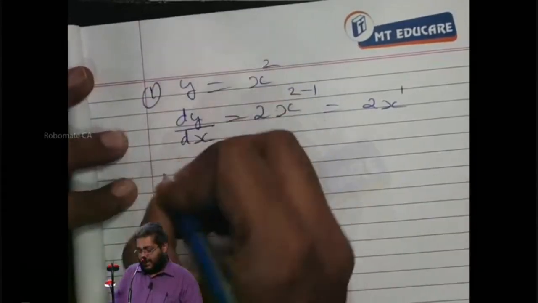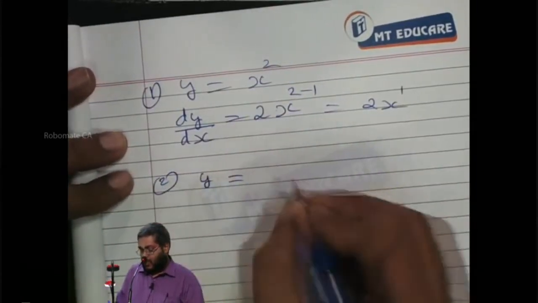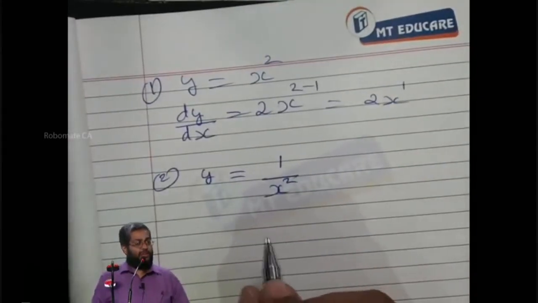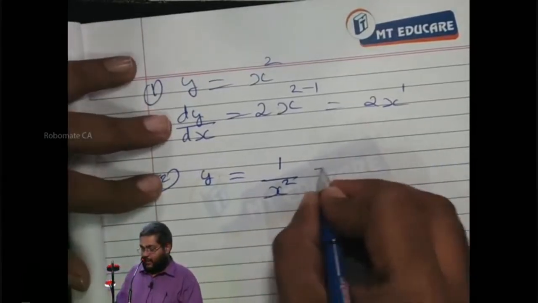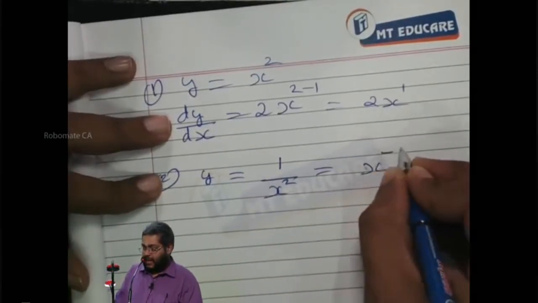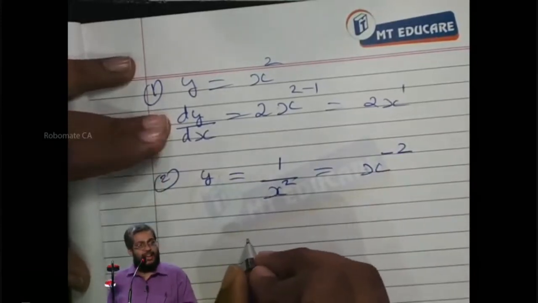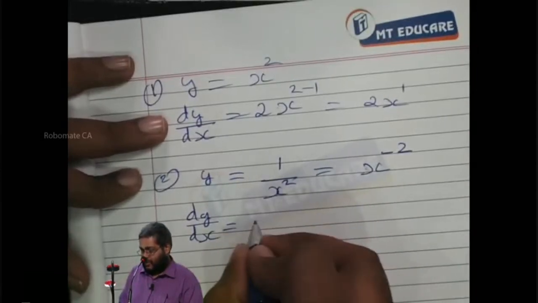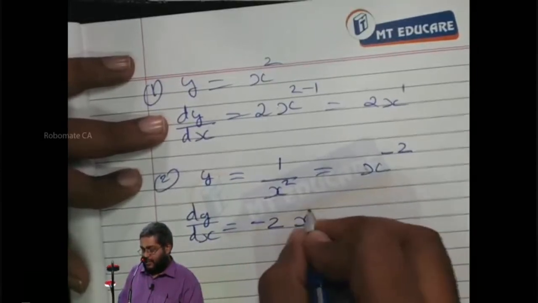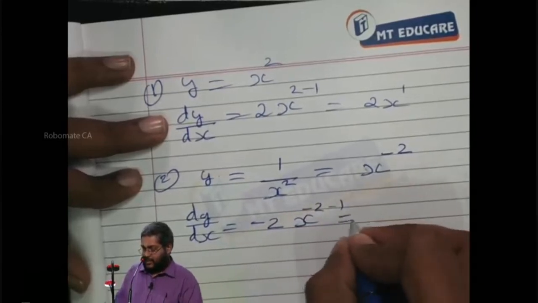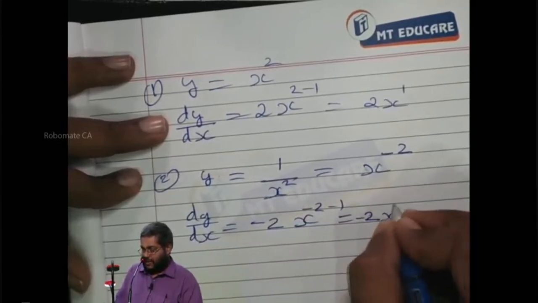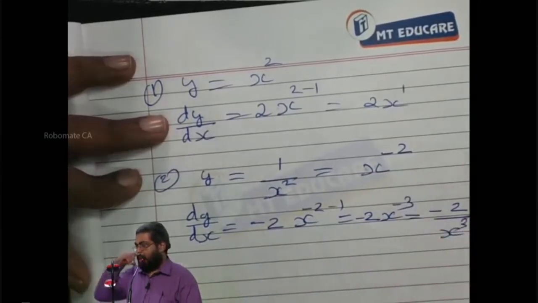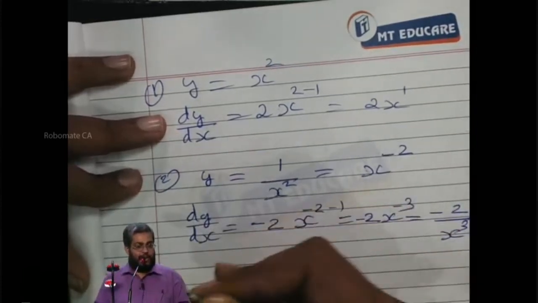Now, another example. y is equal to 1 by x square. How can we write 1 by x square? x power minus 2. In that case, dy by dx is equal to minus 2 into x power minus 2 minus 1, which is minus 2 into x power minus 3, which is minus 2 divided by x cube. Everybody, are you following or not? That's how one has to find out the differentiation.